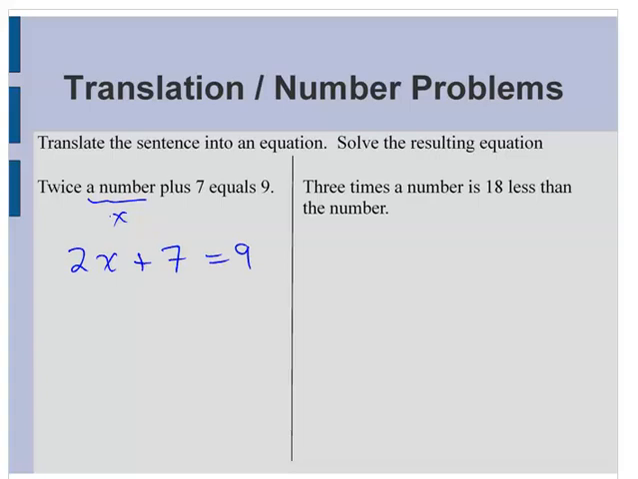Fairly straightforward. We would subtract the 7 from both sides, yielding 2x equals 2. Dividing by 2, x equals 1. Answer the problem. The number is 1. Why don't you try the other one on your own? Now would be a great time to pause.